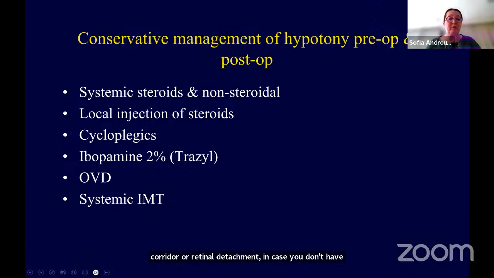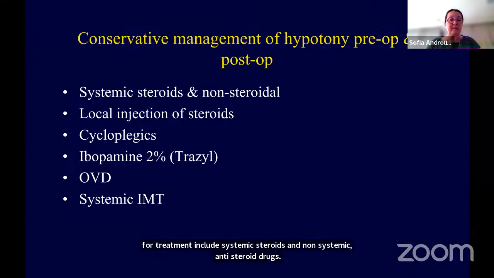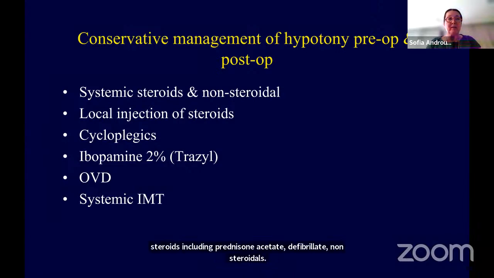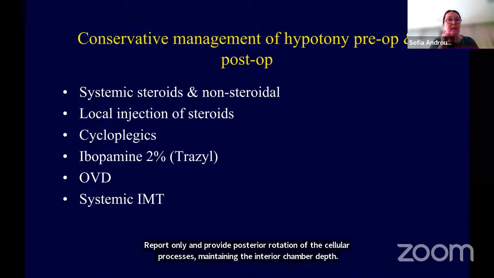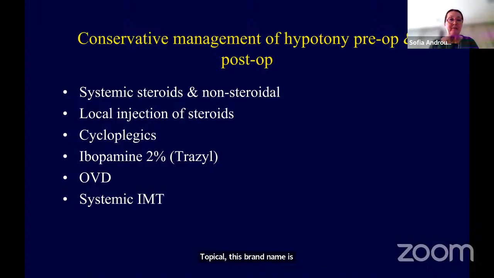Options for treatment include systemic steroids and non-steroidal anti-inflammatory drugs, topical steroids including prednisolone acetate, difluprednate, non-steroidals, and local injection of steroids including triamcinolone acetonide, peribulbar, transseptal triamcinolone, and methylprednisolone. Cycloplegic agents, atropine, help treat ocular hypotony and provide posterior rotation of the ciliary processes, maintaining the anterior chamber depth. Topical ibopamine, the brand name is Trazil. It's very difficult to find, but has been reported to work very well in patients with uveitis. I've tried this myself, but it's very difficult to find.